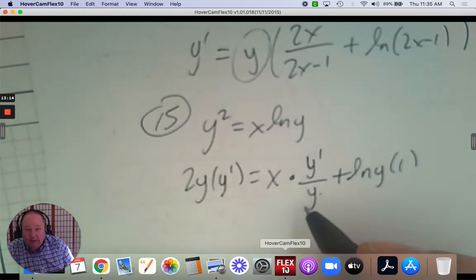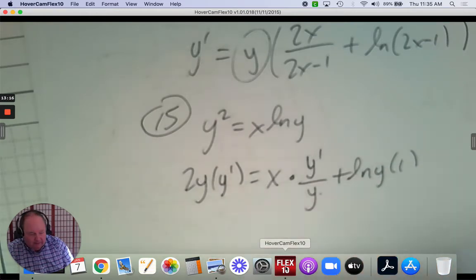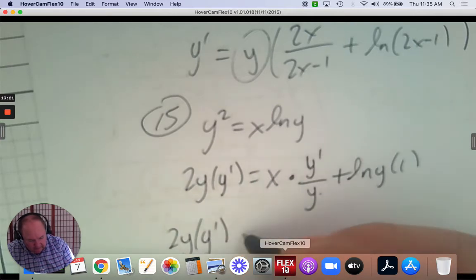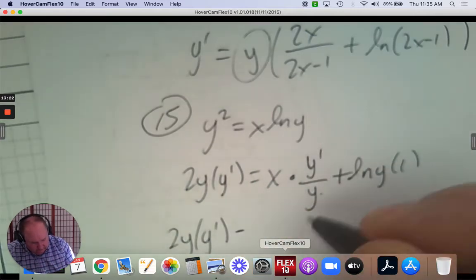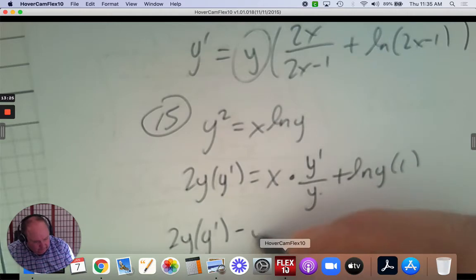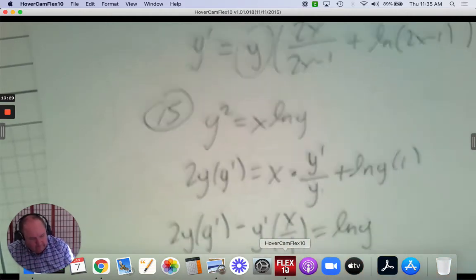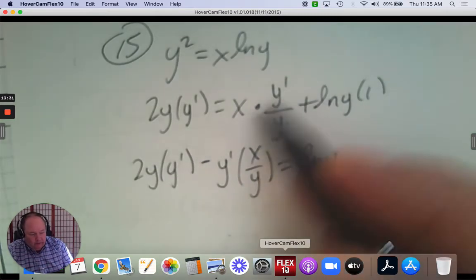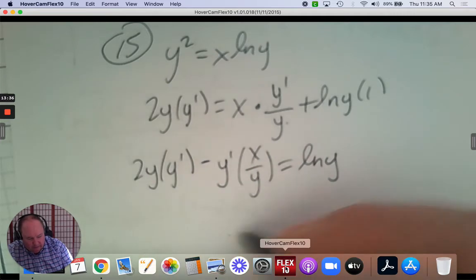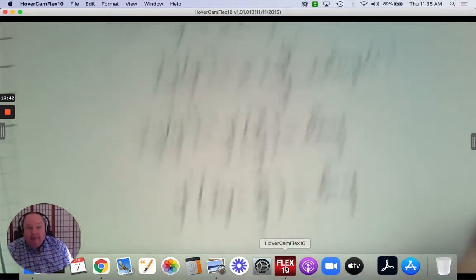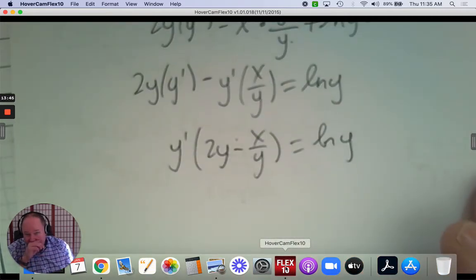Plus the second times the derivative of the first. If it has a y prime in it, we need to bring it together on one side. So that's 2y times y prime subtract x over y. Here, I'm going to write it like this. I just put the y prime in front and I wrote it as x over y just because when you factor out a y prime, you have 2y subtract x over y is equal to ln y. So you factor out the y prime and then you divide.